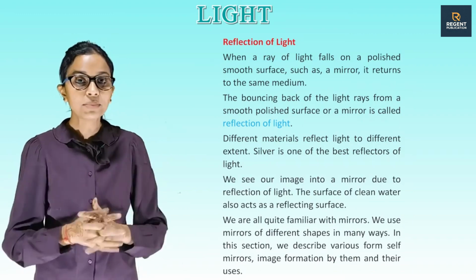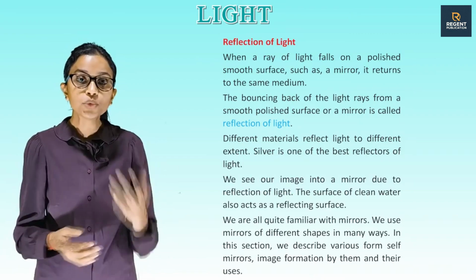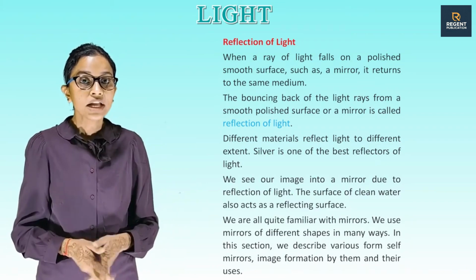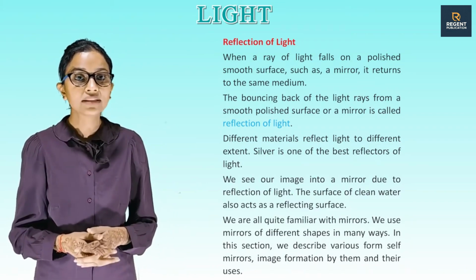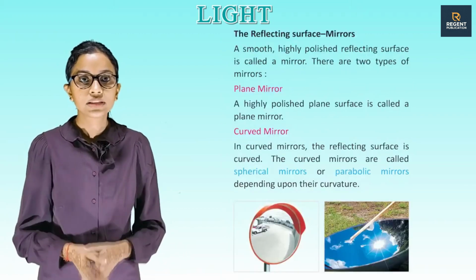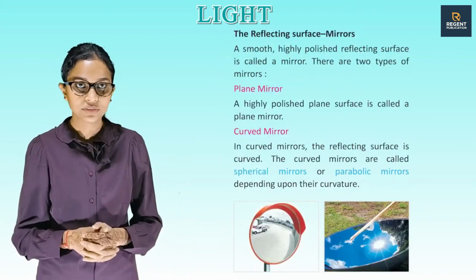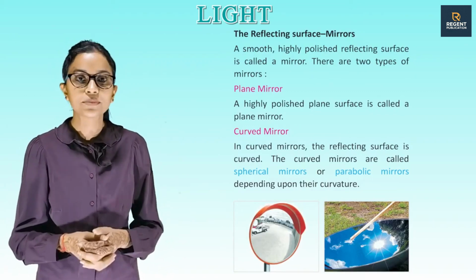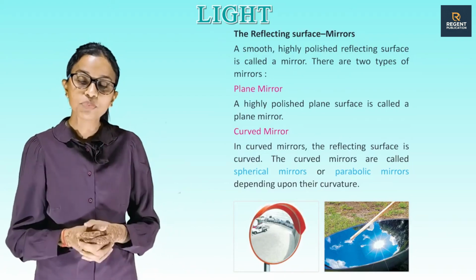We are all quite familiar with mirrors. In this section, we describe various forms of mirrors, image formation by them and their uses. The reflecting surface, mirrors. A smooth, highly polished reflecting surface is called a mirror. There are two types of mirror.